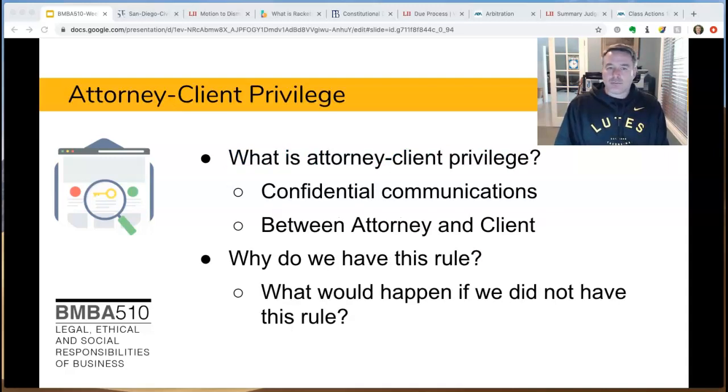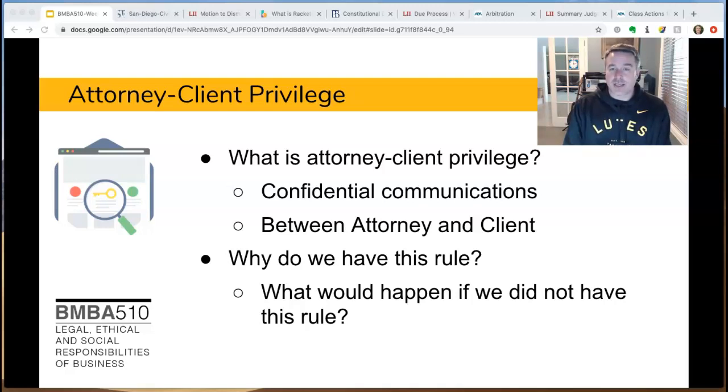Okay. All right. So attorney-client privilege. If you're not familiar with what this means, it is a rule that says that a lawyer, and these rules apply to me, the rules of professional conduct, is required to maintain the confidentiality of certain kinds of communications from a client. And the reason why we have this rule is that if we didn't, then clients wouldn't be honest with their lawyers.